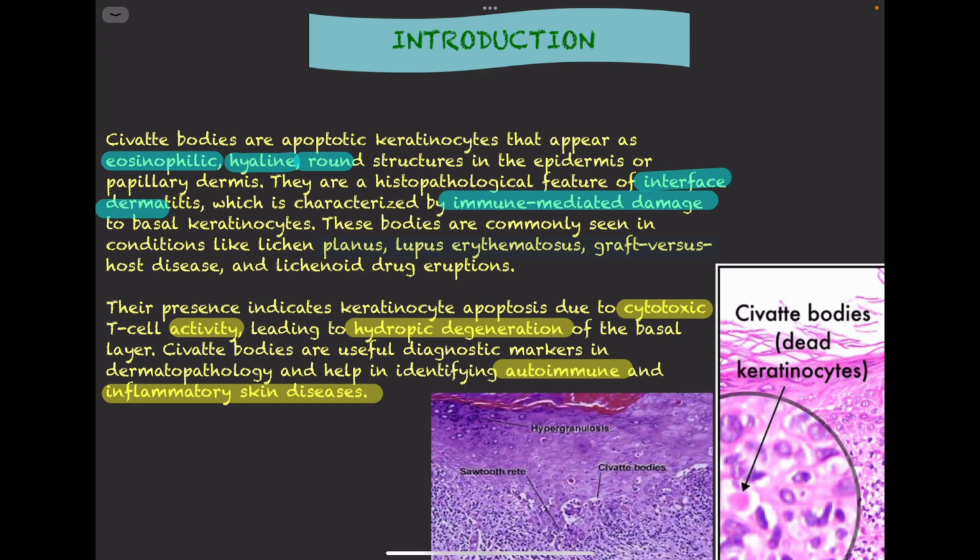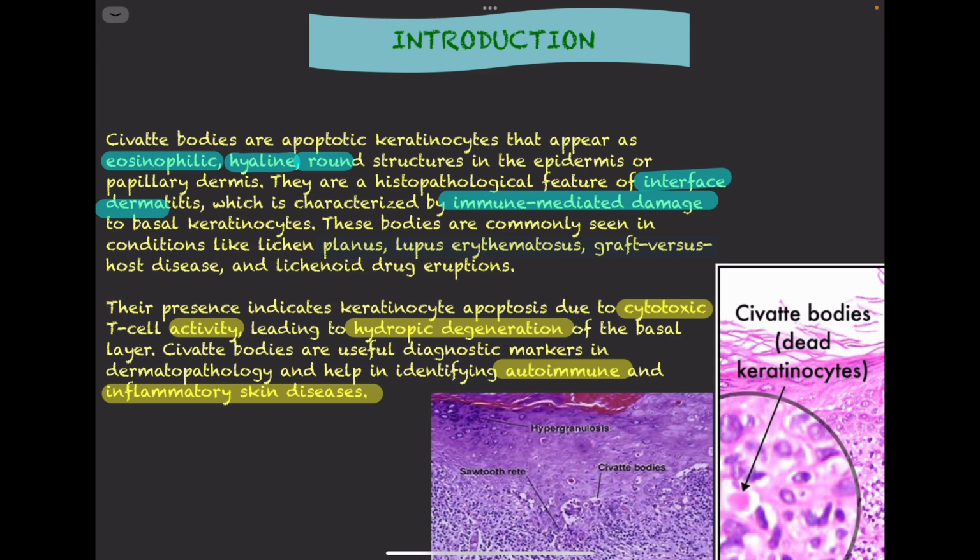So their presence is basically an indicative feature of keratinocyte apoptosis due to cytotoxic T cell activity, right? As I have told you previously. So this leads to a degeneration, which is the hydropic type of degeneration. Very important point, right? So there is a hydropic type of degeneration of the basal layer itself. Okay, so the basal keratinocytes are undergoing hydropic degeneration due to cytotoxic T cell activities.